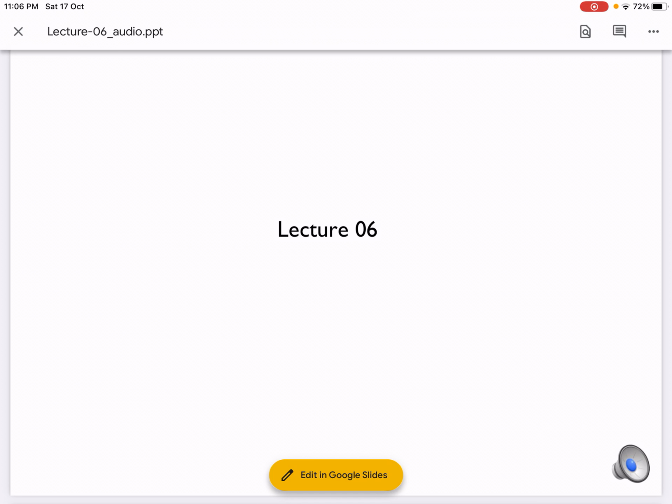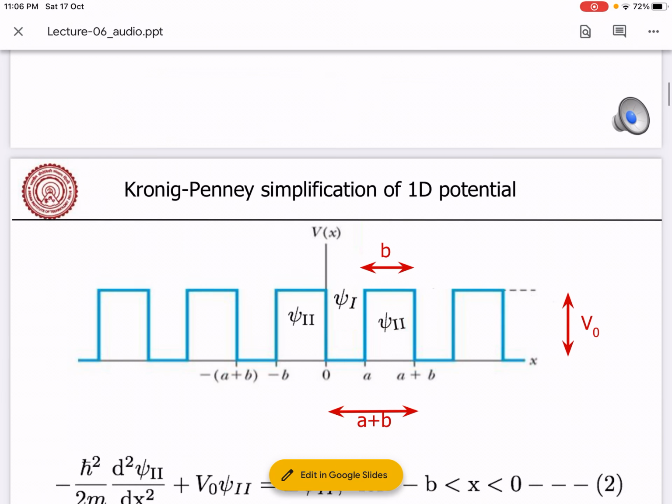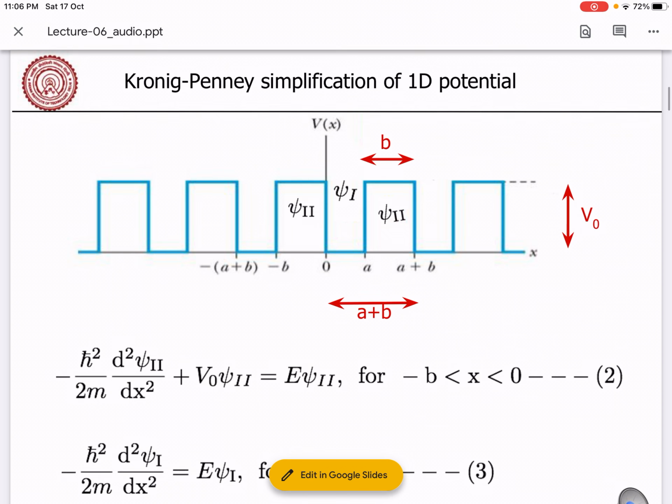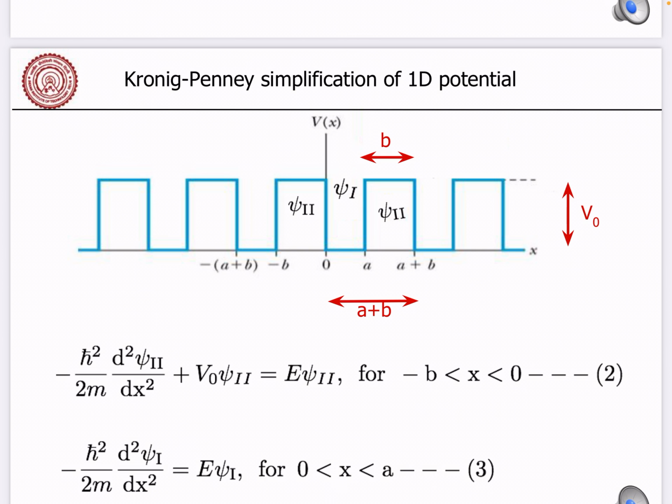Alright, welcome students to lecture number 6, where we will be discussing the band structure as we find from the Kronig Penney model. I think we discussed the Kronig Penney model in the last class, but let me do a brief recap. As you know, this is a very idealized, very simplistic model to describe the periodic potential for a one-dimensional solid, right?